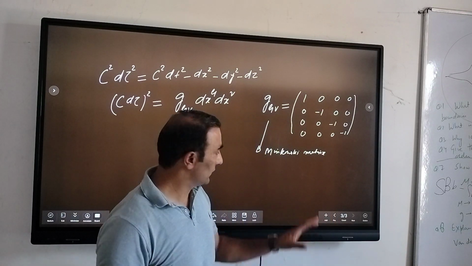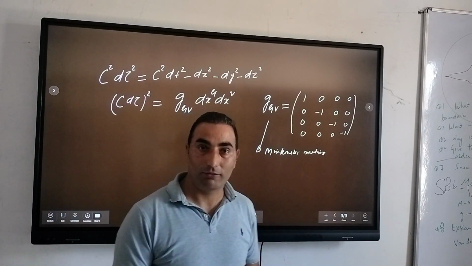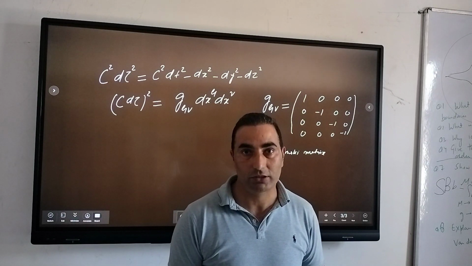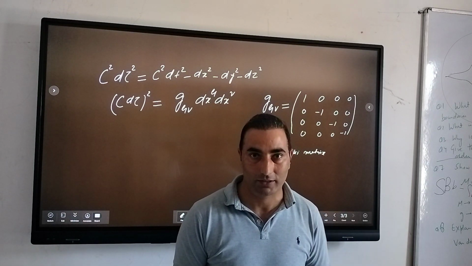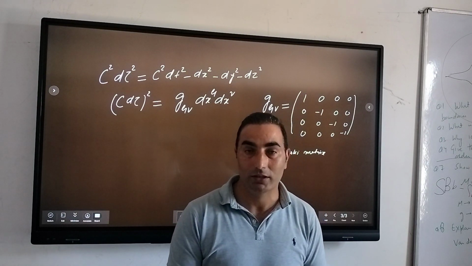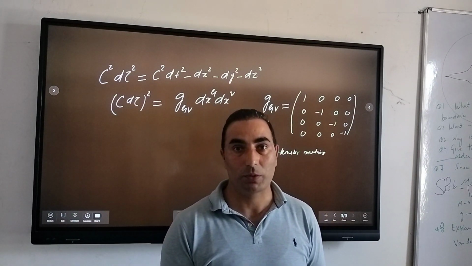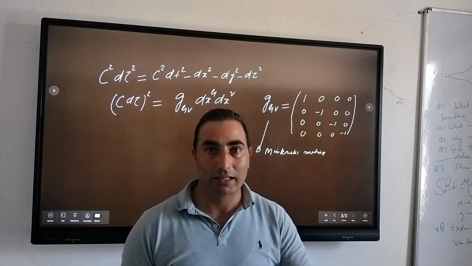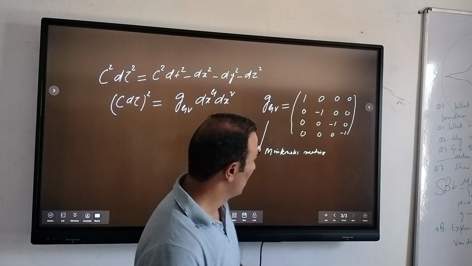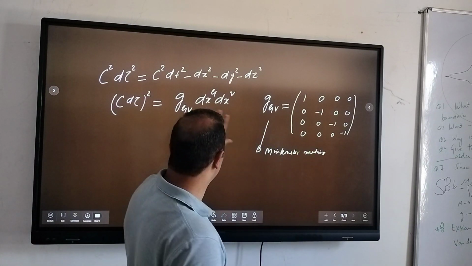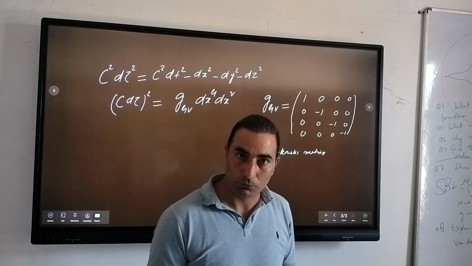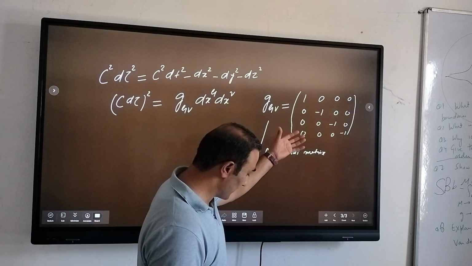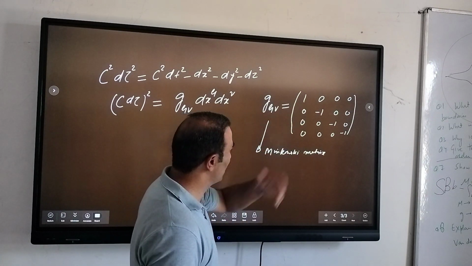Why I'm writing this? This is our Minkowski matrix because we are now working in four-dimensional space. That's Minkowski space, which can have the time component as well as the space component. So the matrix I am writing here should be a 4x4 matrix, right? It is not necessary that you write g mu nu in this way.